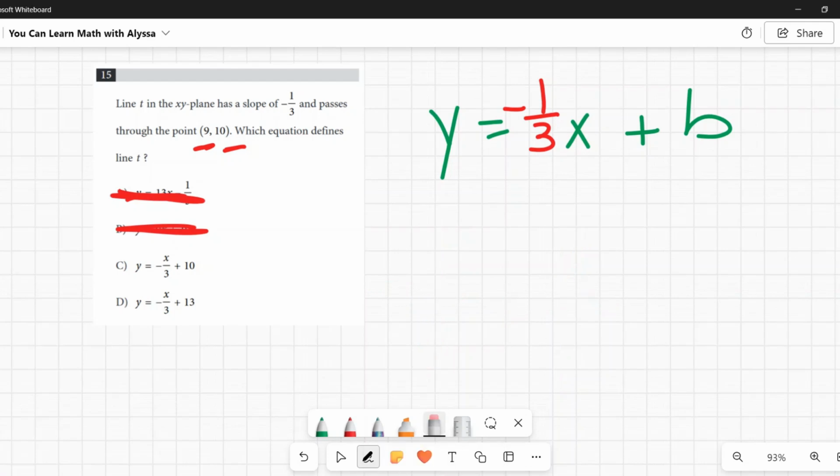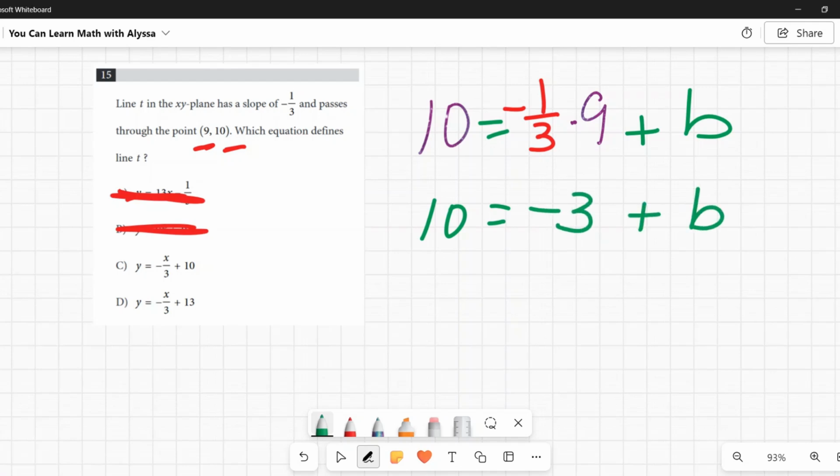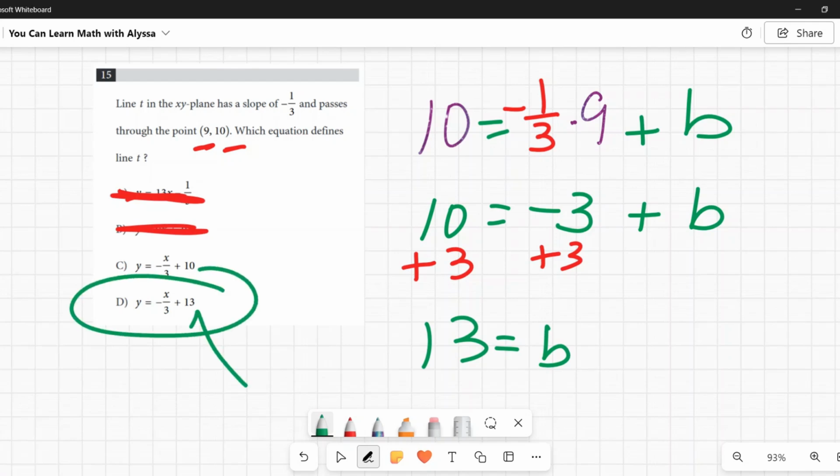Okay, so I just need to solve for that b, and I'm going to, again, as I said, plug in x and y, 9 and 10. So let me do that. Plug in a 9 for x, and I got 10 there for my y. So on the left, I still have 10. Negative 1/3 times 9 is negative 3 plus b. So to get rid of that negative 3, I'm going to add 3 to both sides. And I get that b is equal to 13. And there we go. There's the answer that has 13 as that y-intercept. So D is my answer.